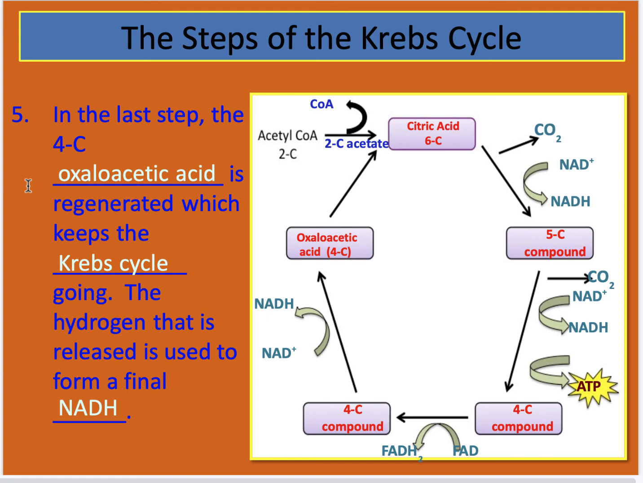In the last step, the 4-carbon oxaloacetic acid is regenerated, which keeps the Krebs cycle going. The hydrogen that is released is used to form a final NADH.